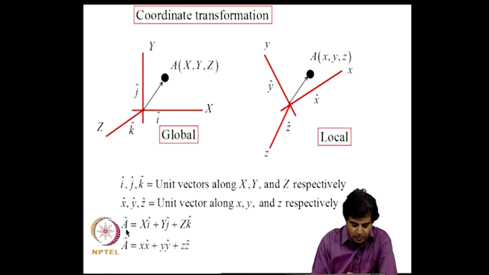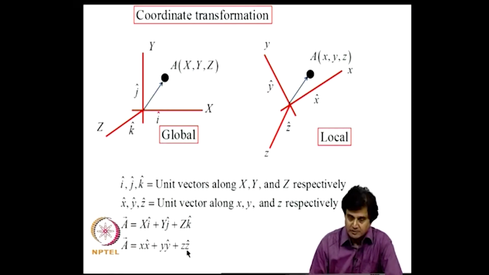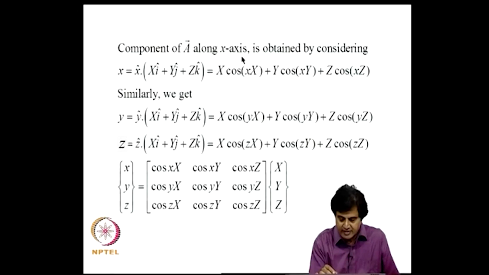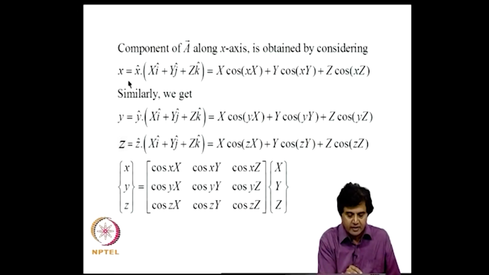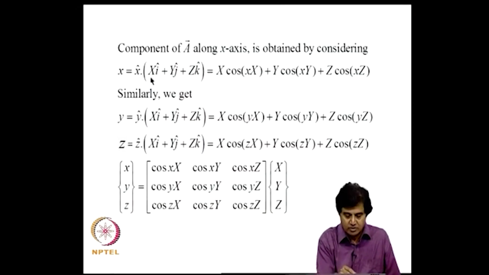Now, therefore, the position vector, say OA bar, I will call it A bar, can be written as X I cap, Y j cap plus Z k cap. Similarly, in the local coordinate system, the position vector is given by this. If we want the component of the position vector along the x axis, we can consider the dot product between this position vector and this unit vector. So, this is what we do.